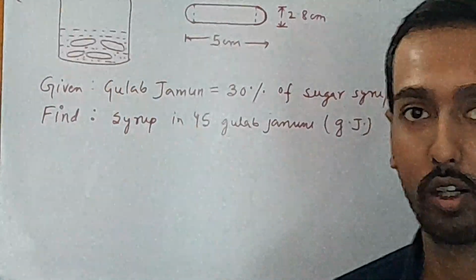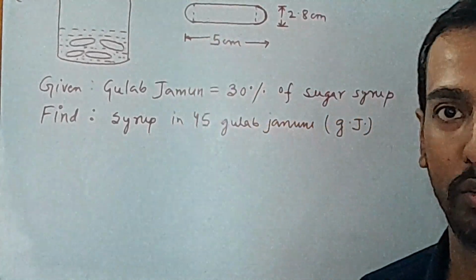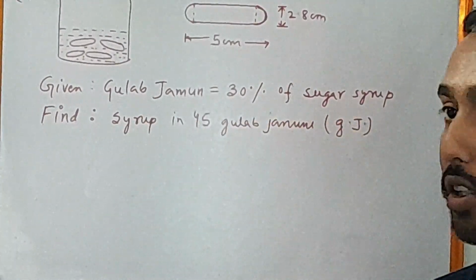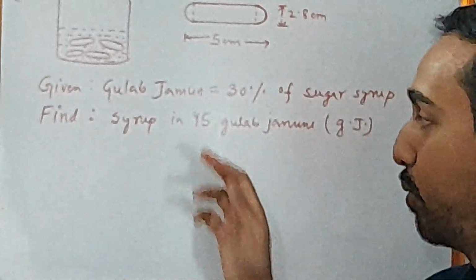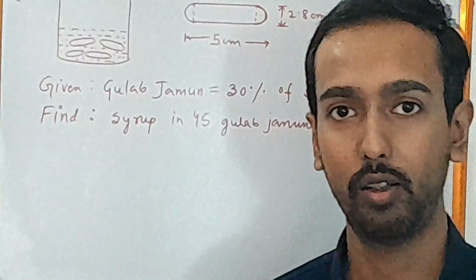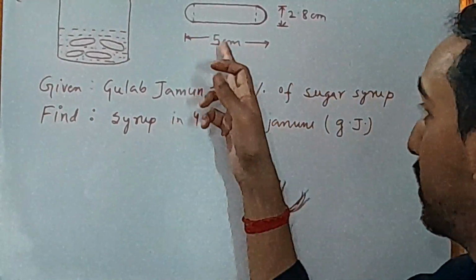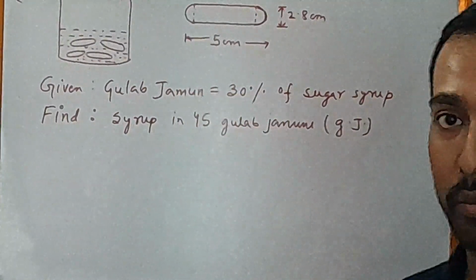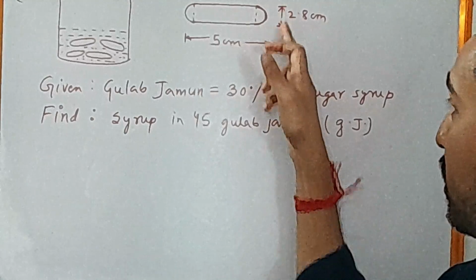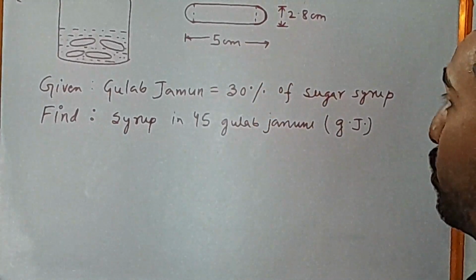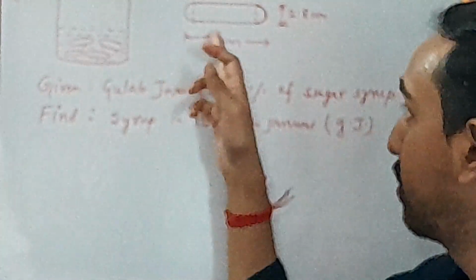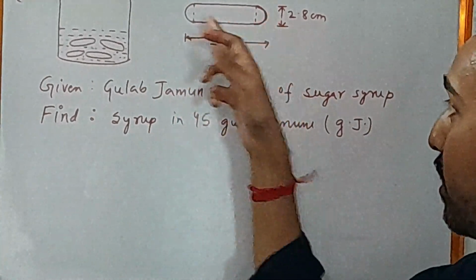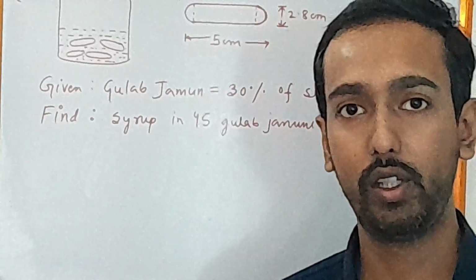So this is a container containing some gulab jamuns. It is given in the question that one gulab jamun contains 30% of sugar syrup, and we have to find the sugar syrup that will be contained in 45 gulab jamuns. And this is the diagram of the gulab jamun. Its total height is 5 centimeter and the total diameter is 2.8 centimeter. You can see from the diagram that this is a combinational solid which consists of a cylindrical part and two hemispherical parts. So how will you approach this question?